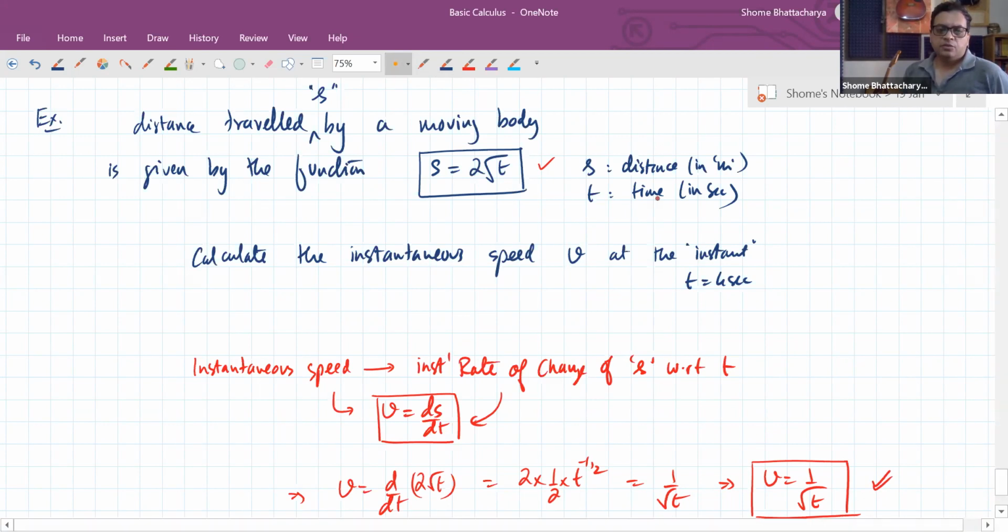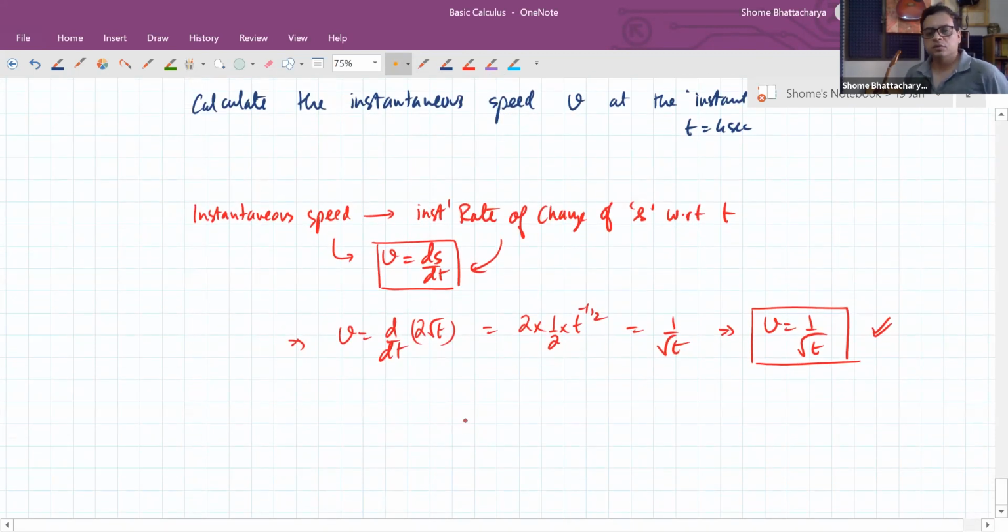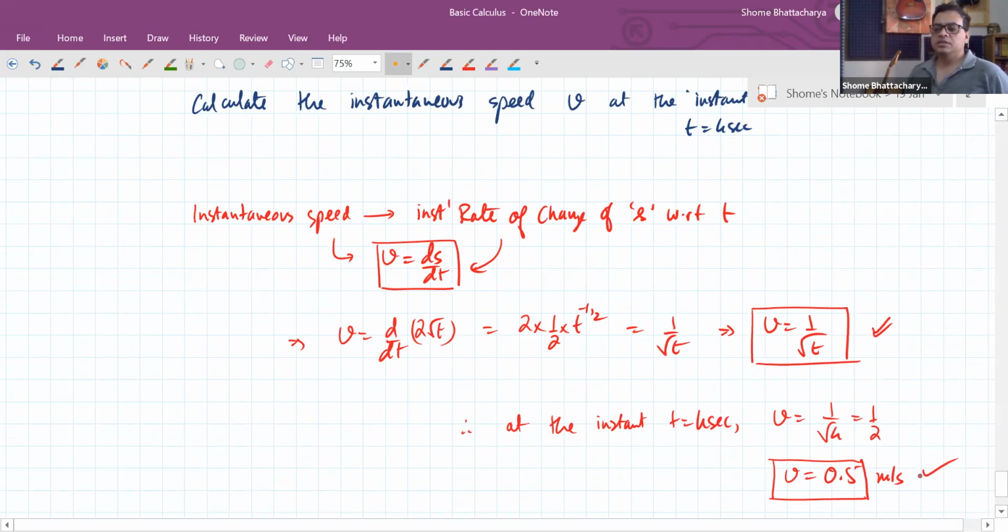With that in mind, now we can substitute the value of time as 4 seconds. Therefore, at the instant t equal to 4 seconds, the instantaneous speed is 0.5, and the unit will be meter per second because we have taken s in meters and t in seconds. So that's simple. This is the basic type of application of differentiation, particularly in motion related problems, kinematics, etc. Later we'll incorporate vectors into this also. So we'll take parameters like displacement, velocity, acceleration, etc.